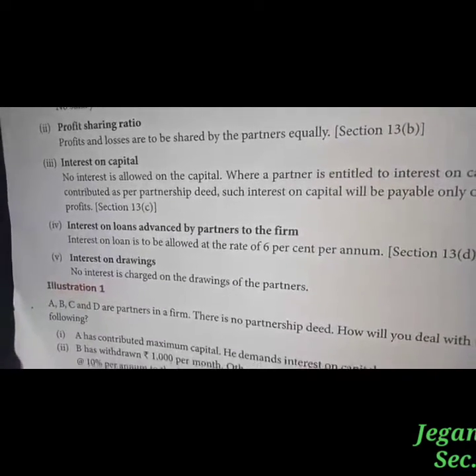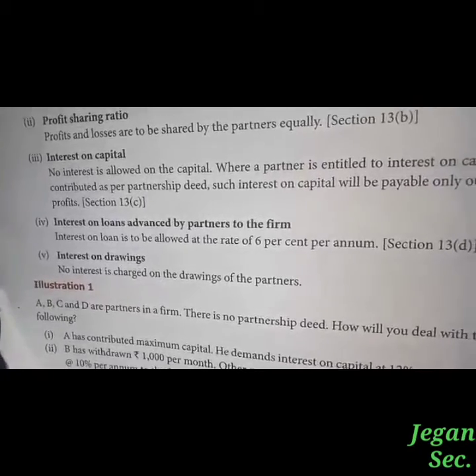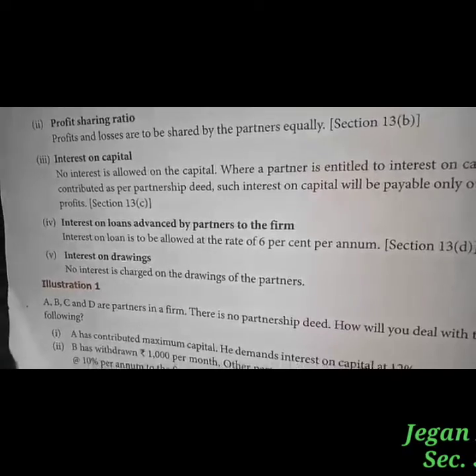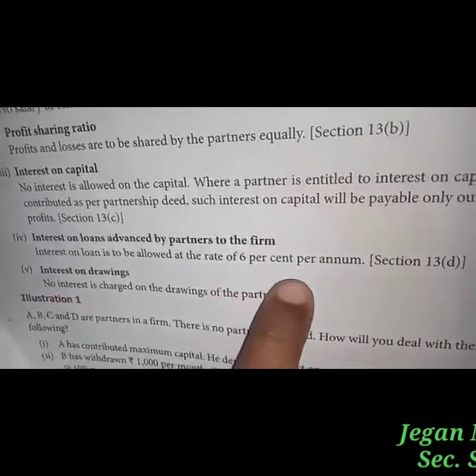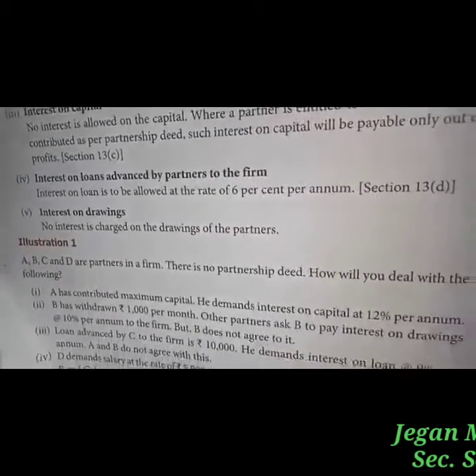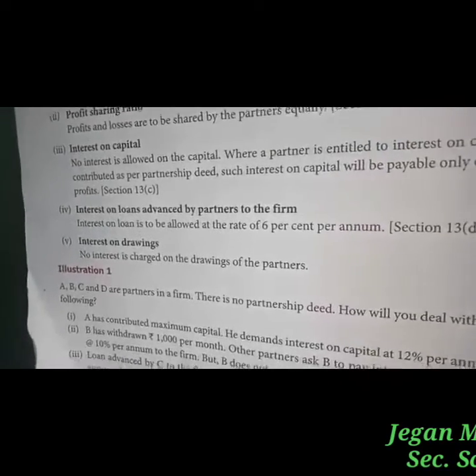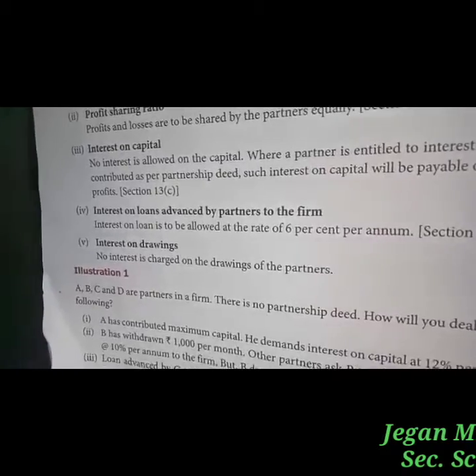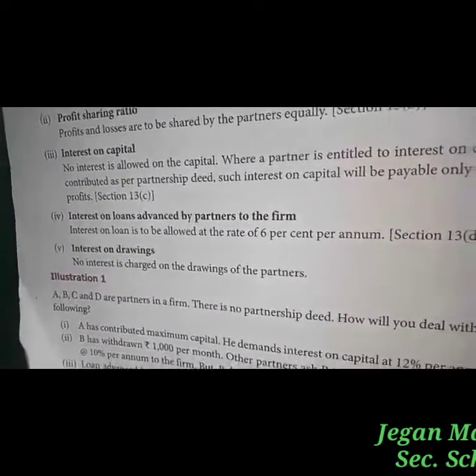So next, interest on loans advanced by partners to the firm. So interest on loan is to be allowed at the rate of 6%. Okay, only 6% per annum, section 13D. The next one, interest on drawing. So no interest is charged on the drawings of the partners. So these are the applications of the provisions of the Indian Partnership Act 1932 in the absence of partnership deed.